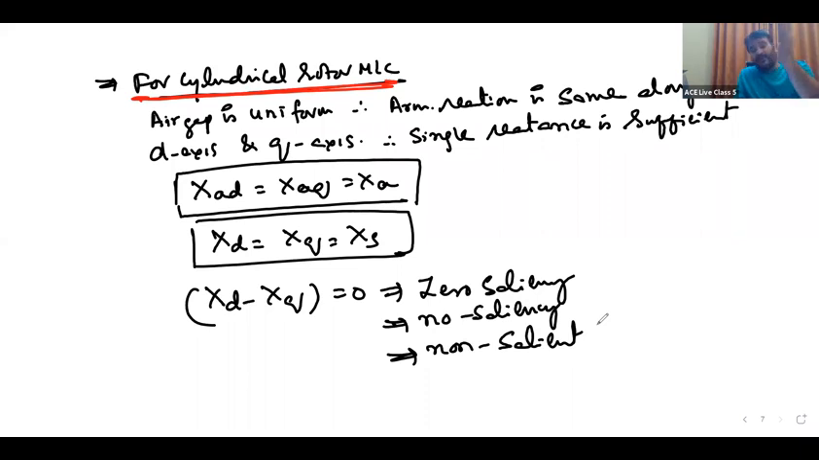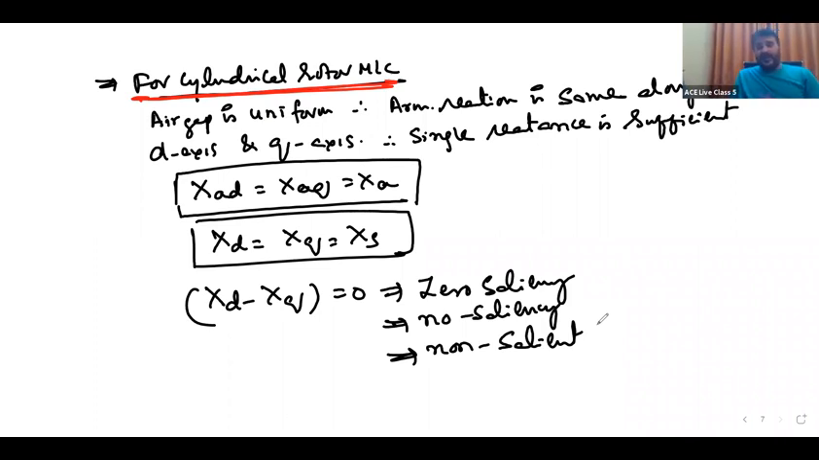But for a salient pole machine, it is not like that. The air gap changes. Now, this is called the two reactances theory. Two reactances are required only for a salient pole synchronous machine, not for a cylindrical machine. This is about the two reaction theory.